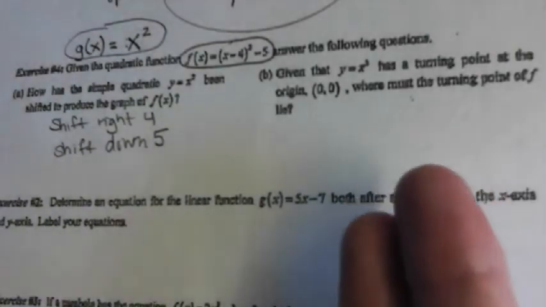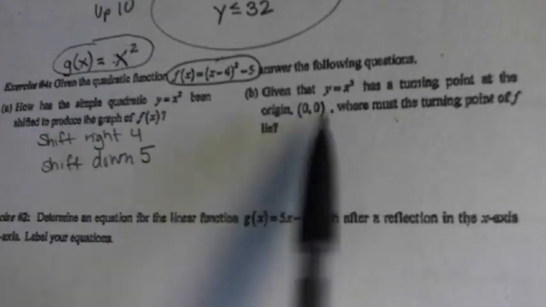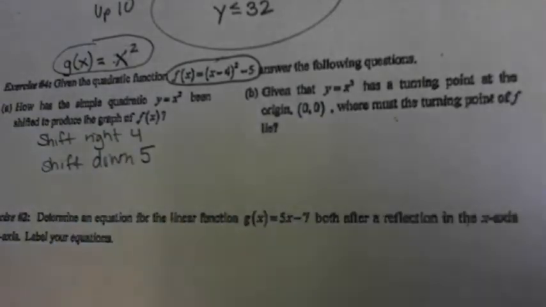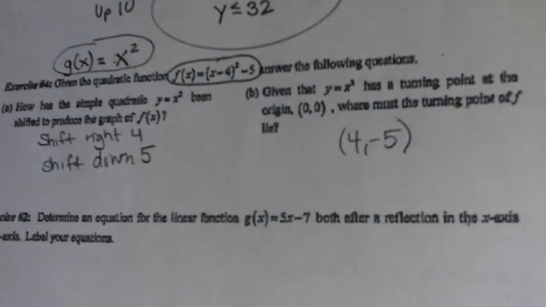And then B is much like our homework quiz. Given that y equals x squared has a turning point at the origin, where's the turning point of f of x? So 0, 0, shifted right 4 and down 5 would be where, Bella? 4, negative 5. 4, -5, perfection. Okay?